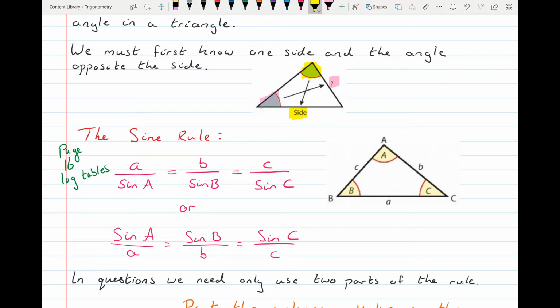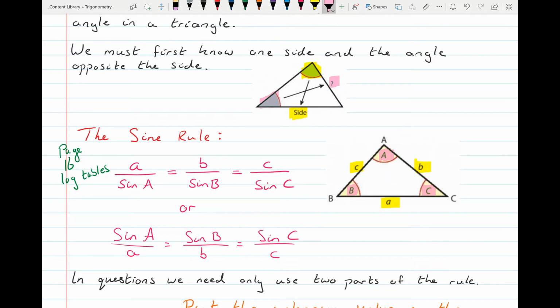The sine rule is given on page 16 of the log tables and is given as such, where lowercase letters stand for the lengths of sides and uppercase letters stand for angles. Notice how angle A is opposite side A, angle B is opposite side B, and angle C is opposite side C. The sine rule reads a over sine A equals b over sine B equals c over sine C. Or it can also be written with the angles on top. So sine A divided by a equals sine B divided by b equals sine C divided by c.